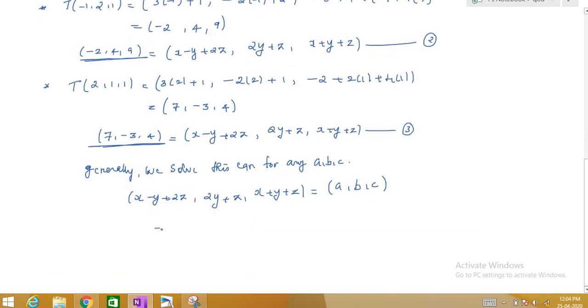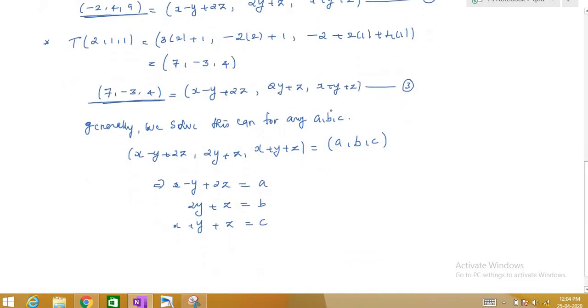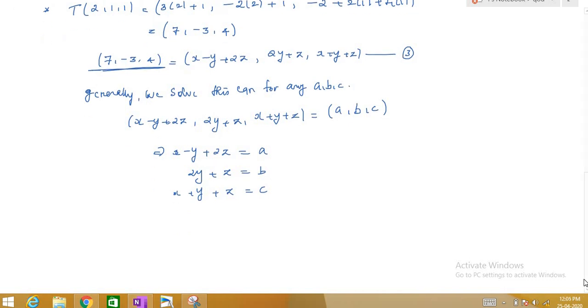So this means our x minus y plus 2z is equal to a, and 2y plus z is equal to b, and x plus y plus z is equal to c. Now we will solve these three equations to find x, y and z. We will solve this by using the Gauss elimination method, which I have explained when solving the problems.